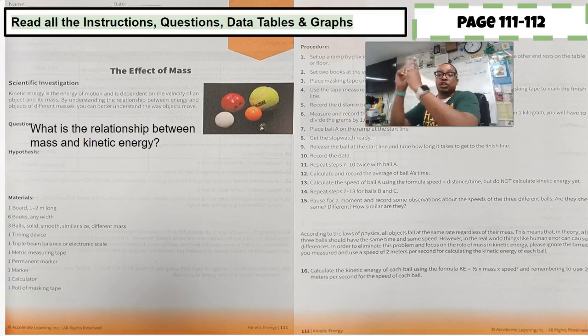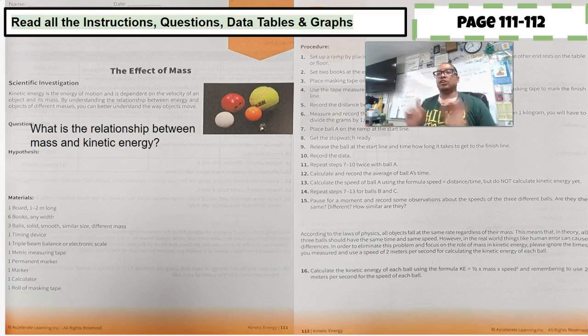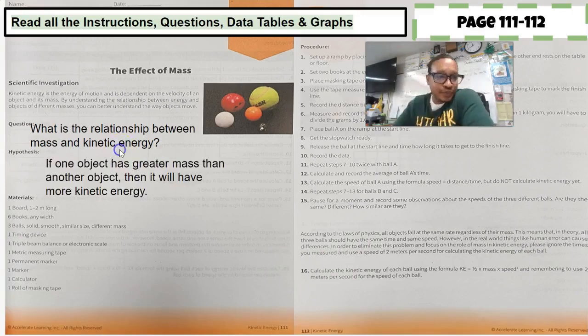Is kinetic energy going to go up as well? If mass decreases, do you think kinetic energy will go down? So again, it's this if-then relationship when you're talking about a hypothesis. If this situation happens, what do I think is going to be the outcome of that situation? So this is a good hypothesis: if one object has greater mass than another object, then it will have more kinetic energy.